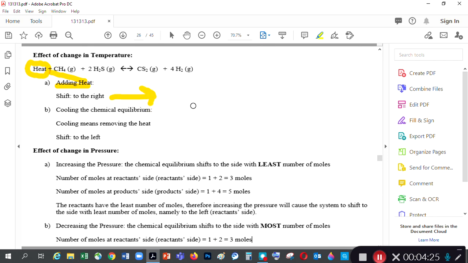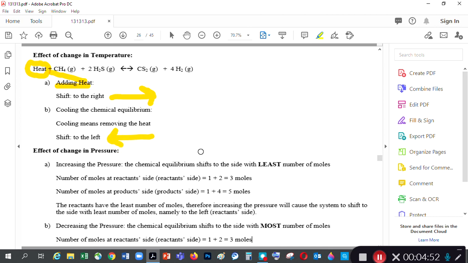Perfect. If you cool the system, it means you remove the heat. So then the right side will be more stressed out because the left side is losing one of its components, if you wish. The heat can be treated as one of the components, like a reactant. So therefore, removing the heat will be what? Shifting to the left.